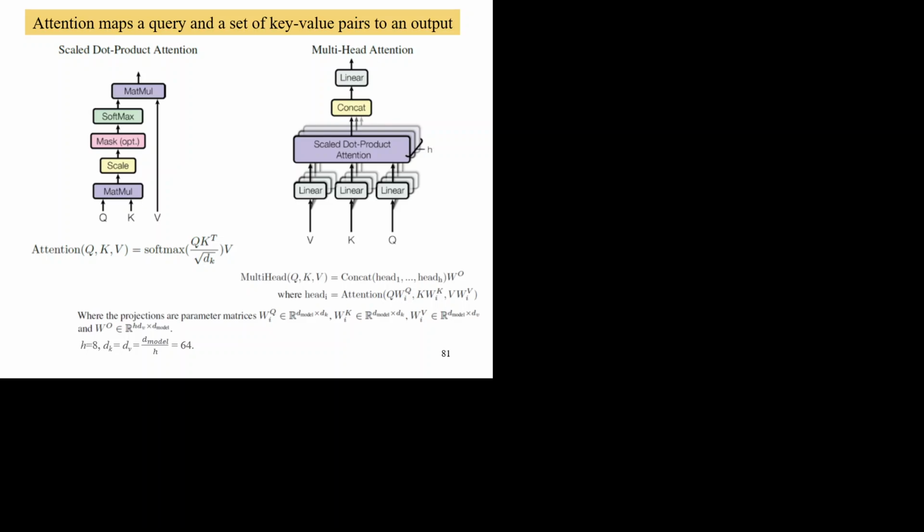One more question. Query and key look symmetric. How does the model know which is query and which is key, because they come from the same source? They come from different pathways. The Q is from this, the K from this.